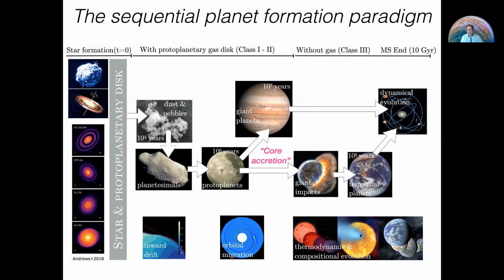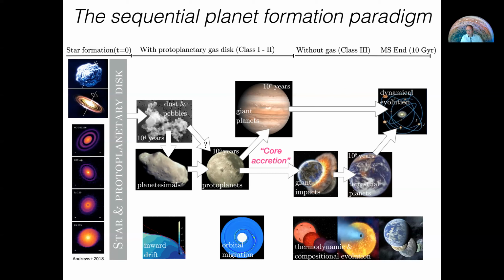During the same time as we have this dynamical evolution, we also have a thermodynamic and composition evolution of the individual planets. Like giant planets, they cool and contract. Close-in planets, they lose their envelope, their atmosphere through atmospheric escape. And terrestrial planets, for example, they undergo all kinds of geophysical effects like core formation, continental drift, and outgassing of secondary atmospheres.